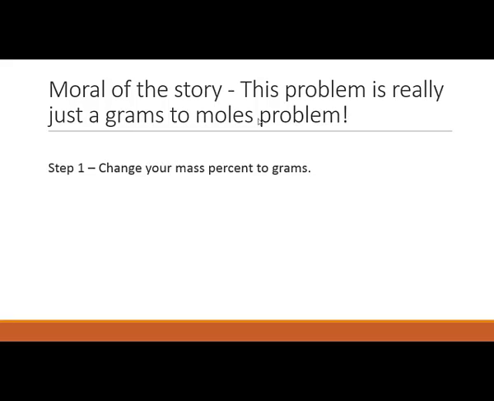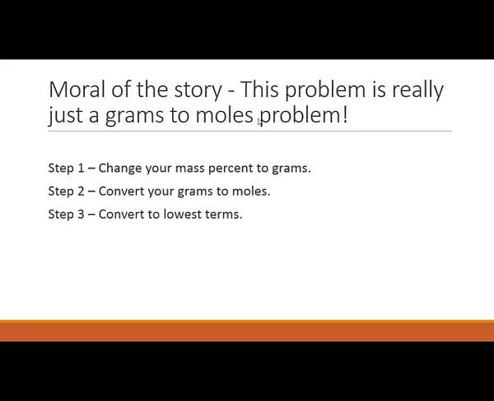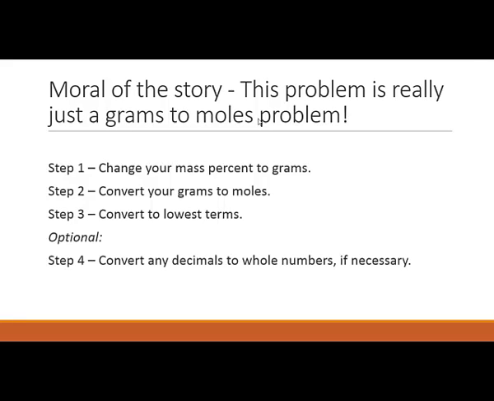Step 1 is to change your mass percent to grams by imagining that you have 100 grams of compound. Step 2 is to convert your grams to moles by dividing by the molar mass of each atom. Finally, step 3 is to reduce your moles to lowest terms by dividing by your lowest term. For some problems, your terms for step 3 will end up as decimals, which will require a fourth step. But this video will cover an easier example that only requires 3 steps.